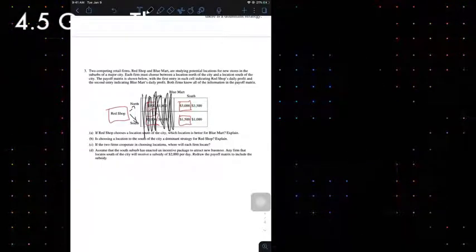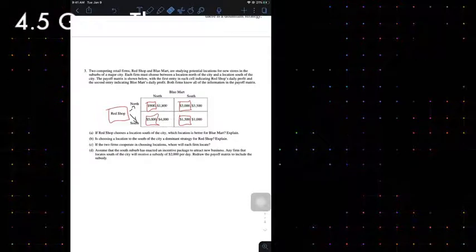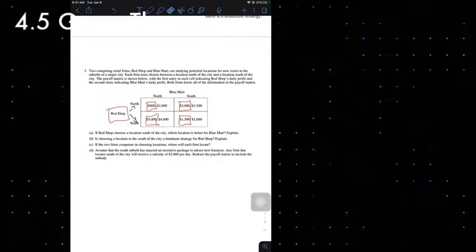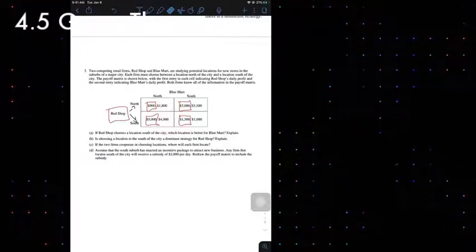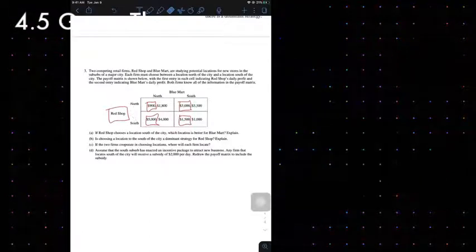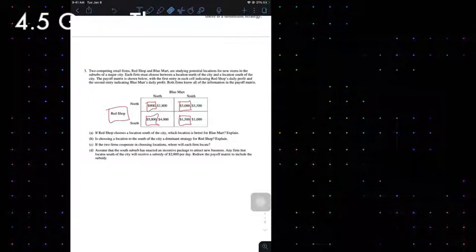And so would that be a dominant strategy? That's not a dominant strategy, right? Because they are dependent on what Blue Mart does. Sometimes they go south, sometimes they go north, right? So we would say, no, they do not have a dominant strategy, right? Because they are dependent on the actions of Blue Mart, okay?